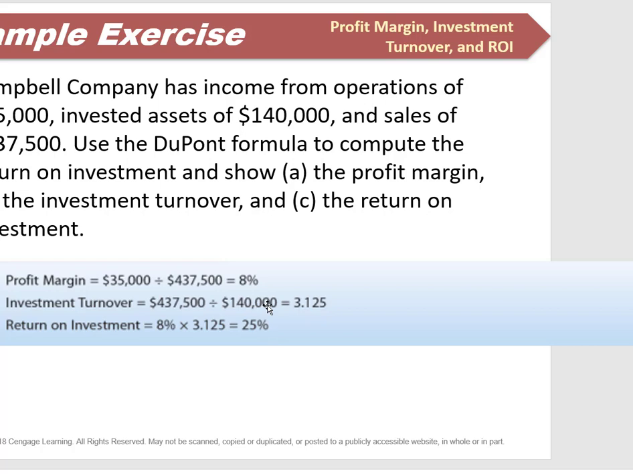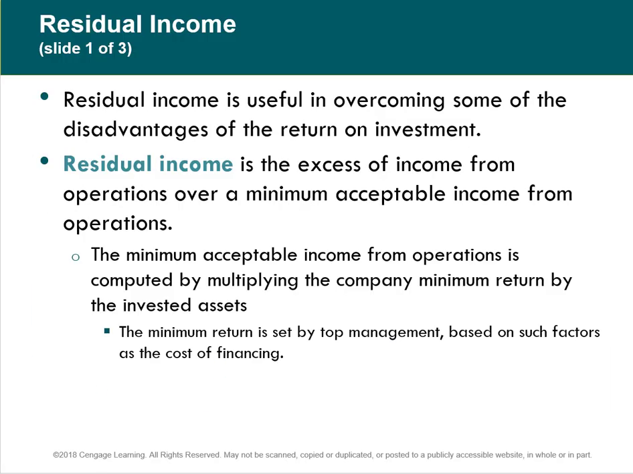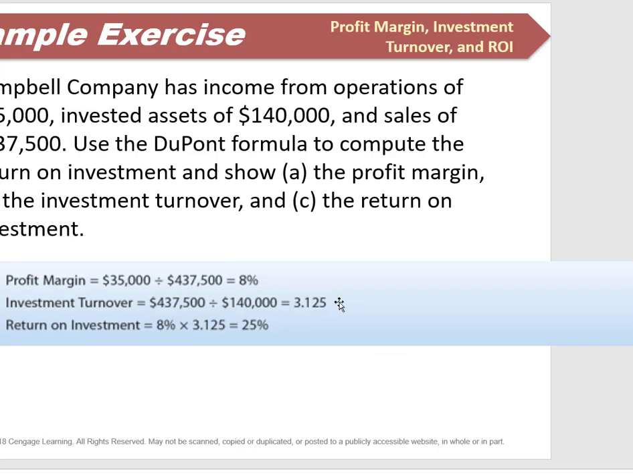And finally, return on investment. The return on investment is our profit margin, 8%, which is income from operations divided by invested assets, times the investment turnover. Okay, so you have to look at those formulas and see how that works out. Actually, we'll do one here together.